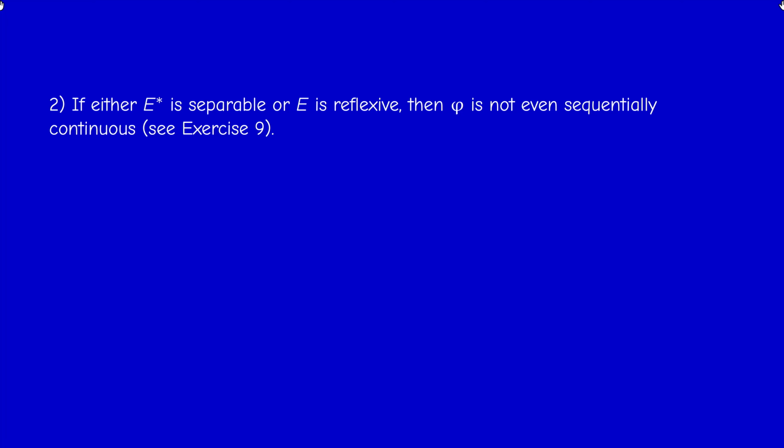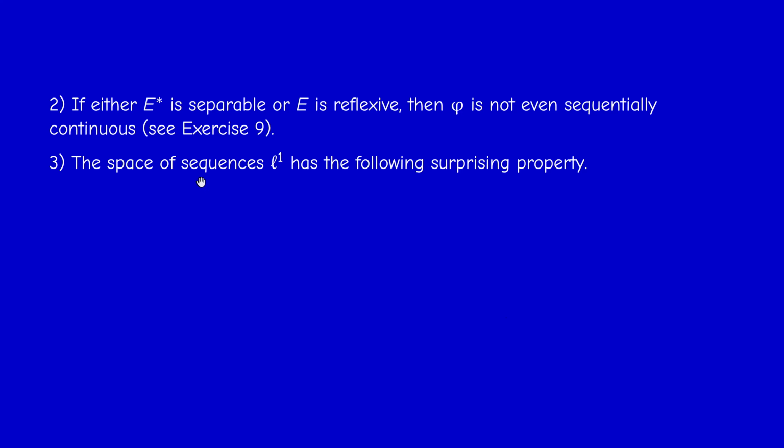Now, however, if either E star is separable or E is reflexive, then phi is not even weakly sequentially continuous. Why? Because if you recall exercise 9, we have a sequence xn in the unit sphere that converges weakly to 0. But phi of the sequence is just the norm of the sequence, which is 1. So it does not converge to 0. Okay, so please just add: it is not even weakly sequentially continuous.